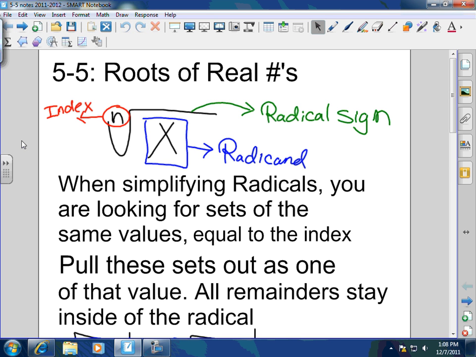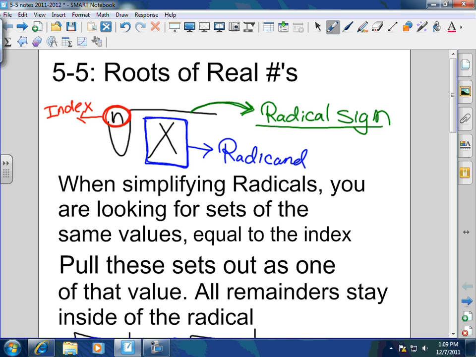So when you have the radical sign, which is right here, this guy right here, that's the radical sign. What's inside of the radical, here in blue, is called the radicand. And the number outside of the radical is called the index.